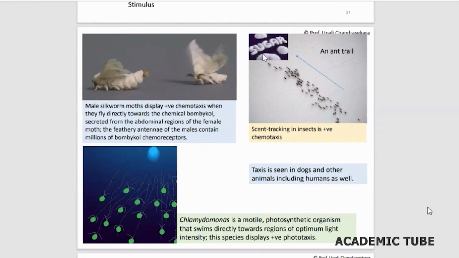Now, sugar is a kind of chemical, isn't it? The insects are attracted to it. This is chemotaxis. The entire insect is attracted, not a part of it.